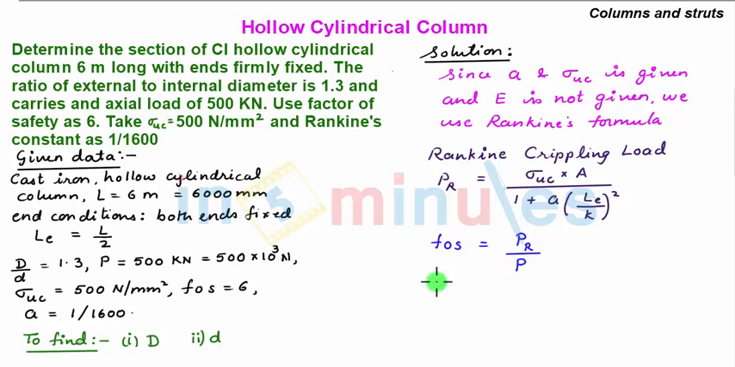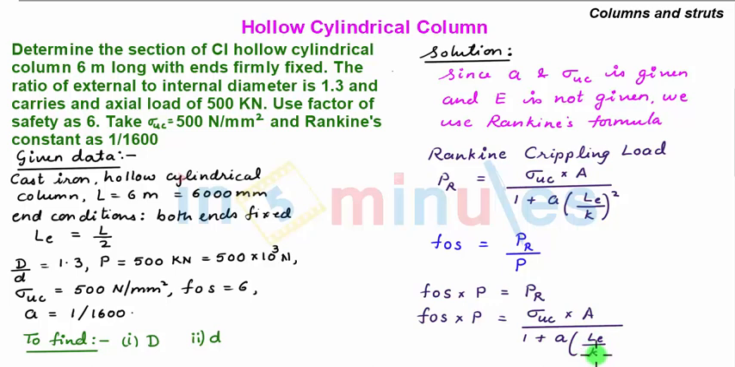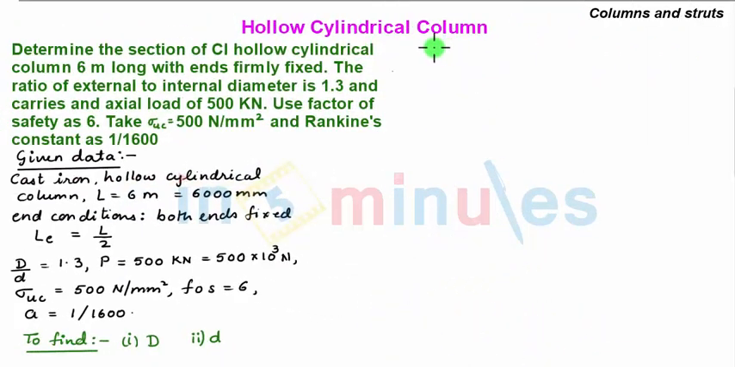So we could write this as FOS into P is equal to PR, or FOS into P is equal to sigma UC into A the whole upon 1 plus A into LE by K square. First let us determine this radius of gyration K for the hollow cylindrical column. Now we know your K is given as square root of I by A, since your moment of inertia I is given as A K square.